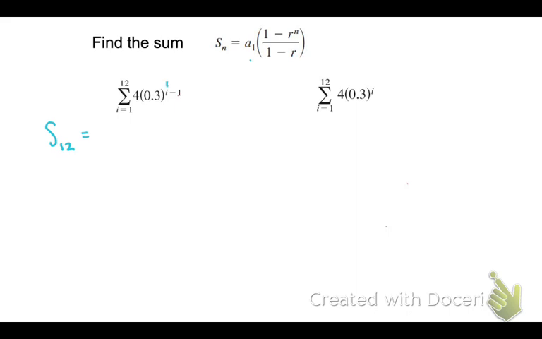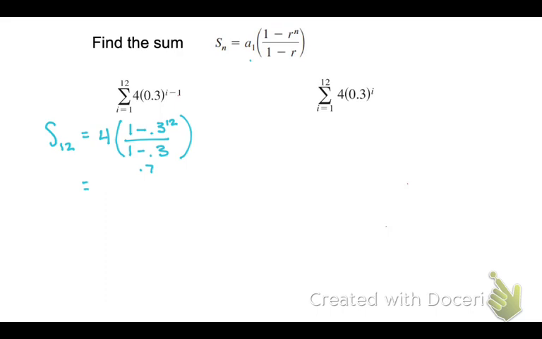Because we plug in 1, 1 minus 1 is 0. Anything to the 0 is 1. So 1 times 4 is 4. Okay? 1 minus r. By looking at the formula, what's r? 0.3. To the n is 12. Over 1 minus 0.3. So this would be 0.7 in the denominator, right?